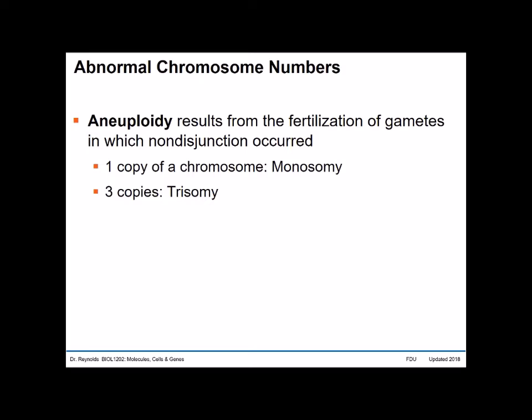If you have a single copy of that chromosome, we call it monosomy. There's only a single example of a viable zygote with monosomy, that's monosomy X. And then if you have 3 copies of a particular chromosome, that's known as trisomy. There's a lot more viable types of trisomy. We're going to talk about just a couple of them.